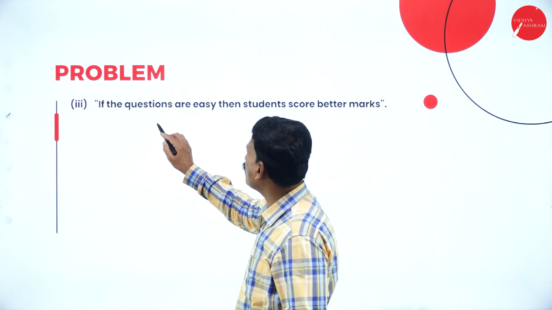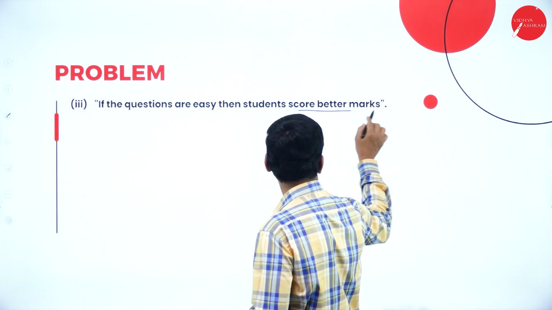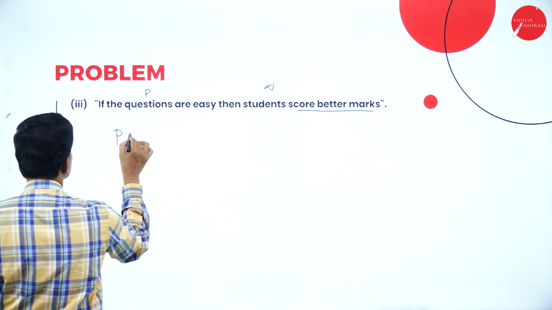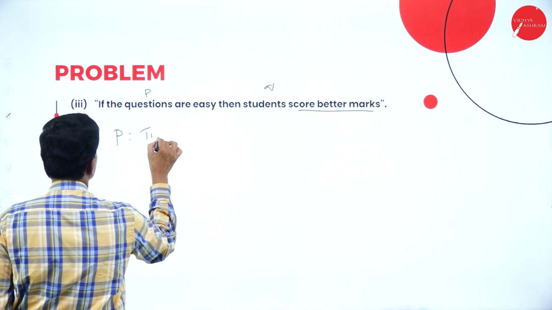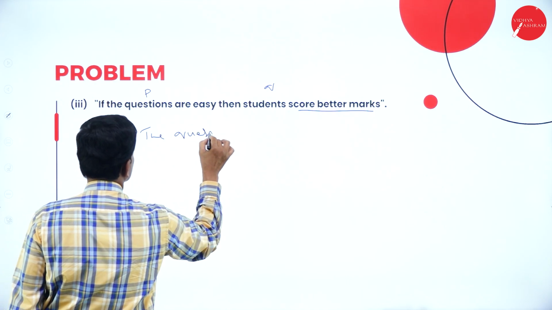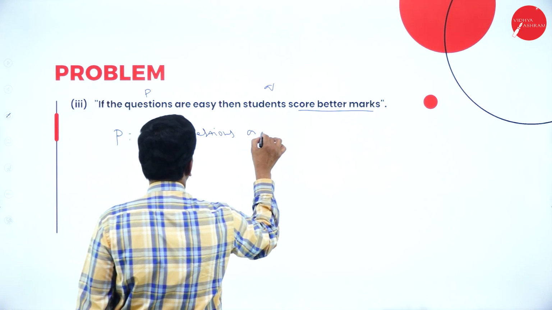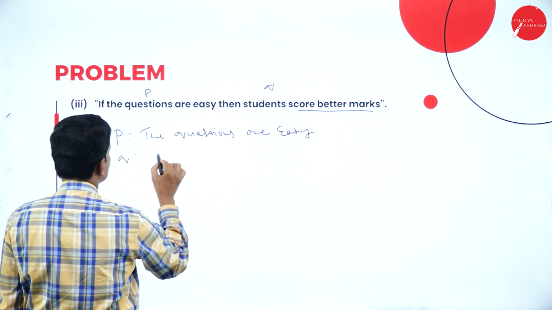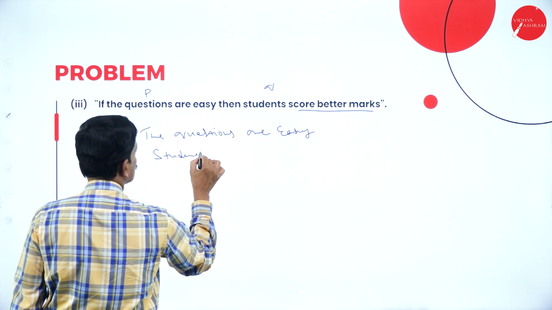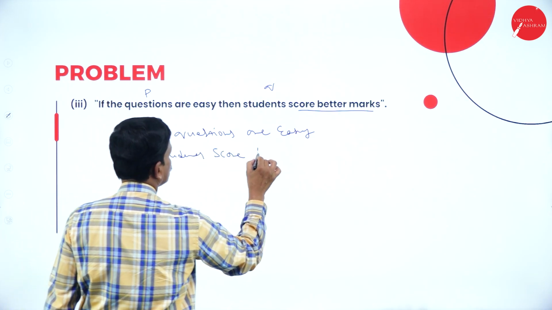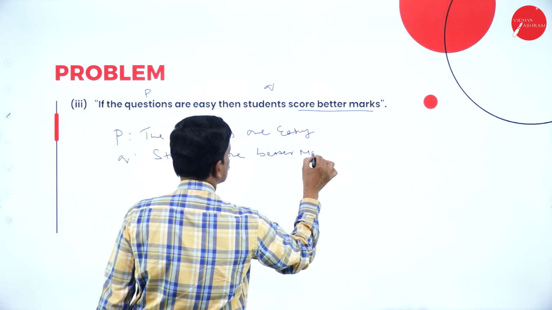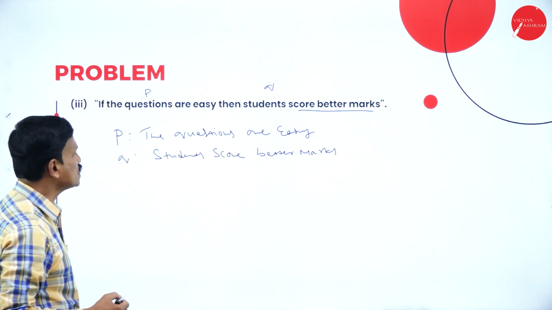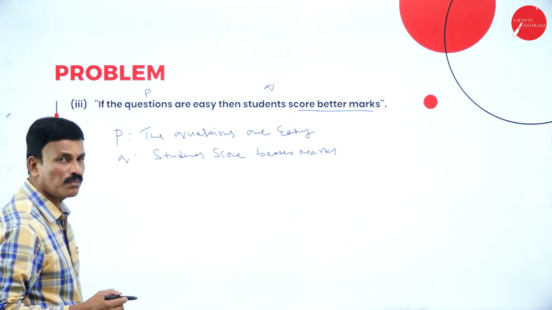What is given? If the questions are easy, then the students score better marks. So this is p and q. What is p here? P is nothing but the questions are easy. What is the statement q? Then students score better marks. These are the statements. What is p? The questions are easy. Q, students score better marks.